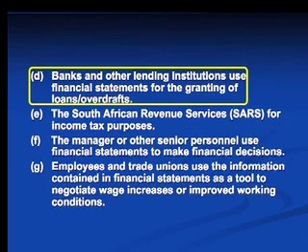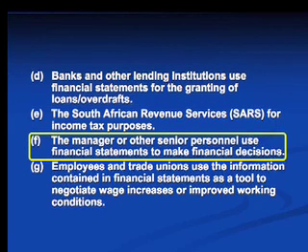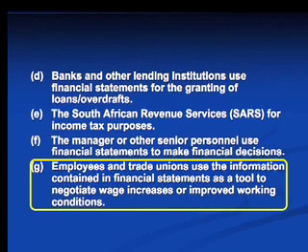So banks and other lending institutions use these financial statements for the granting of loans and overdrafts. SARS is interested in that for income tax purposes. The manager or the senior personnel use these financial statements to make certain financial decisions. The employees and the trade unions also use the information contained in the financial statements as a tool to negotiate wages or to improve the working conditions.